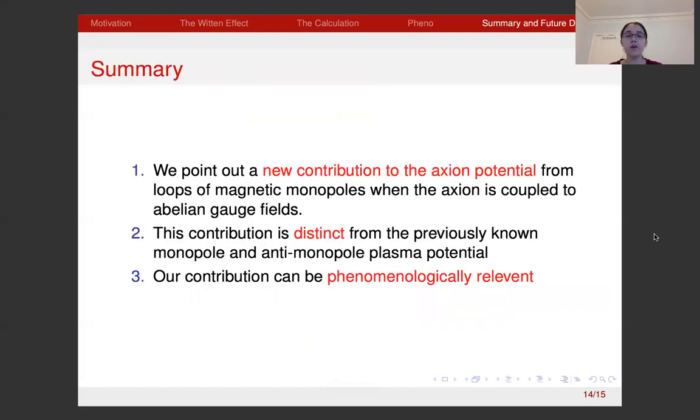Okay, so in summary, we point out a new contribution to the axion potential from loops of magnetic monopoles when the axion is coupled to abelian gauge fields. We know that this contribution is distinct from the previously known monopole anti-monopole plasma potential. And finally, our contribution can be phenomenologically relevant. Of course, we've only considered a very simple model here. Part of the reason for that is because we haven't necessarily discussed all of the more complicated effects you can see when you have things like fermions in the theory.